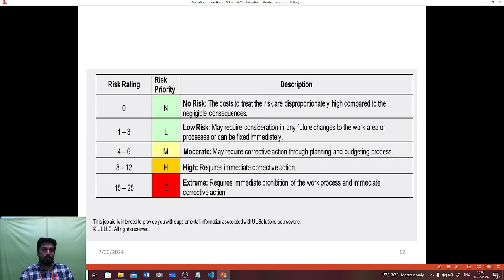So we give the priority risk for the high, with a rating of 8 to 12 point scale. Then 15 to 25 risk rating, the risk priority, is the extreme level. Immediate action is required for the particular event. The work process and the immediate corrective actions are needed, but if they are not given, it is very dangerous and will move on to dangerous. That is denoted by the letter E. It is denoted as the red color.